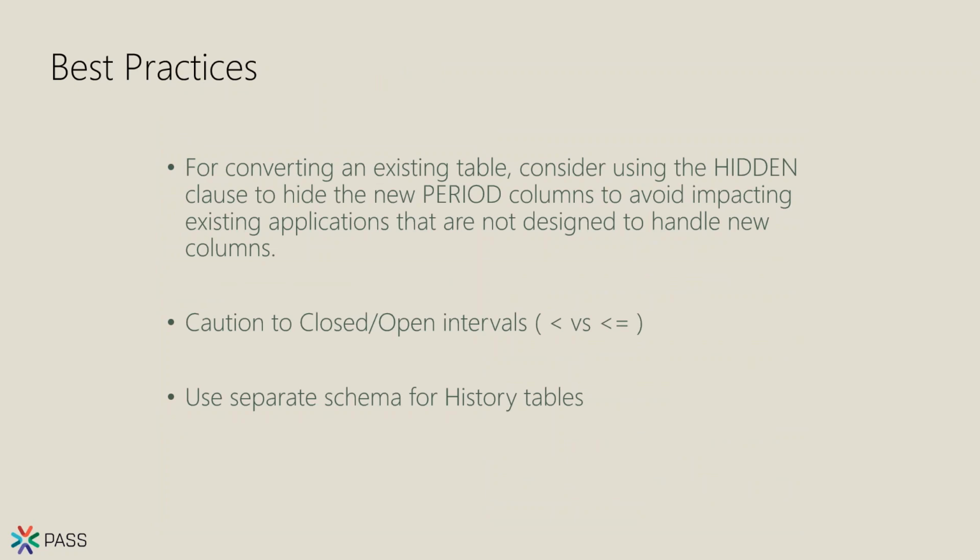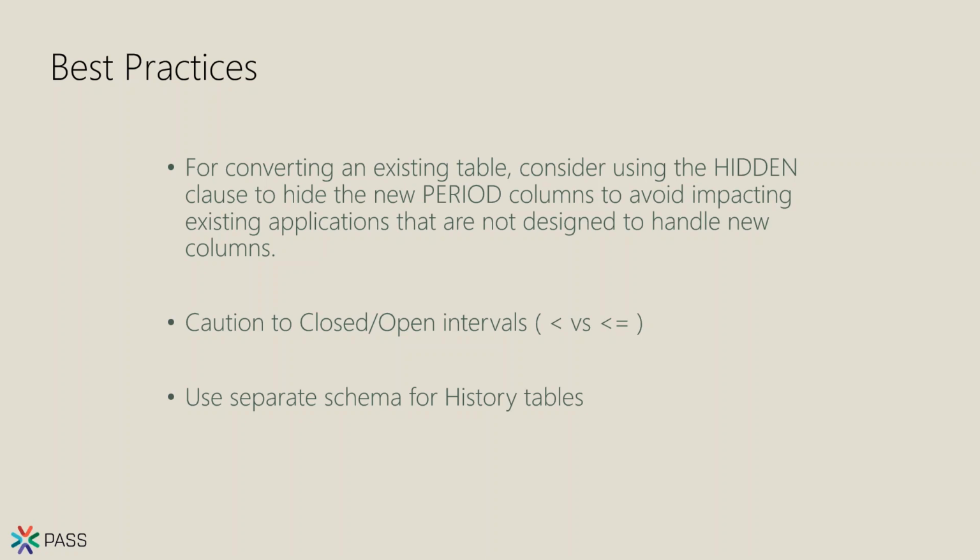Some best practices. For converting an existing table, consider using the hidden clause to hide the new period columns. So what this is referring to is, if you recall, we said that we have the sys start time and sys end time columns. If I'm going to be adding those to an existing table, I should set those to hidden, because there may be applications that implement a select star from a table. And if those columns come back, the application might not be able to handle them. So I can implement those columns as hidden, and I can still continue to use my table, and it pretty much minimizes any issue arising from any applications that could be querying the data using a select star from.